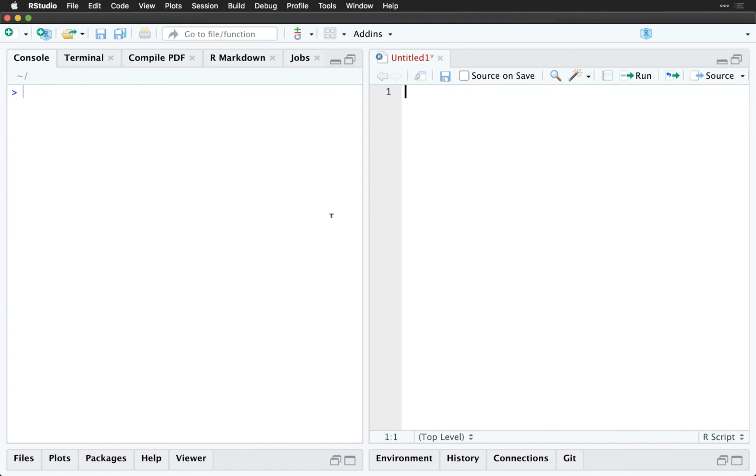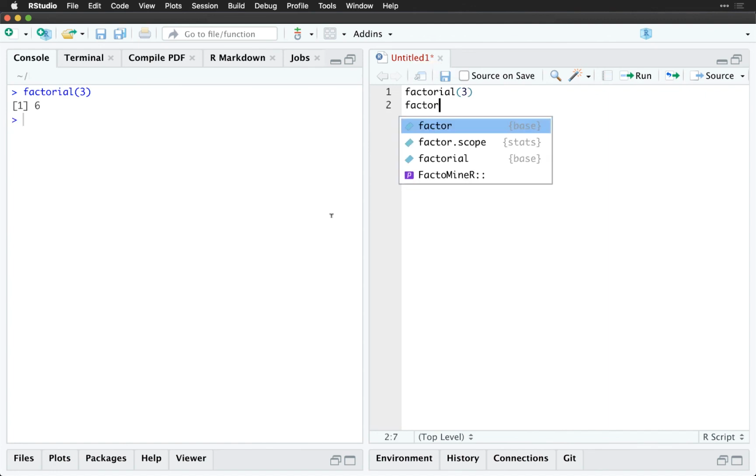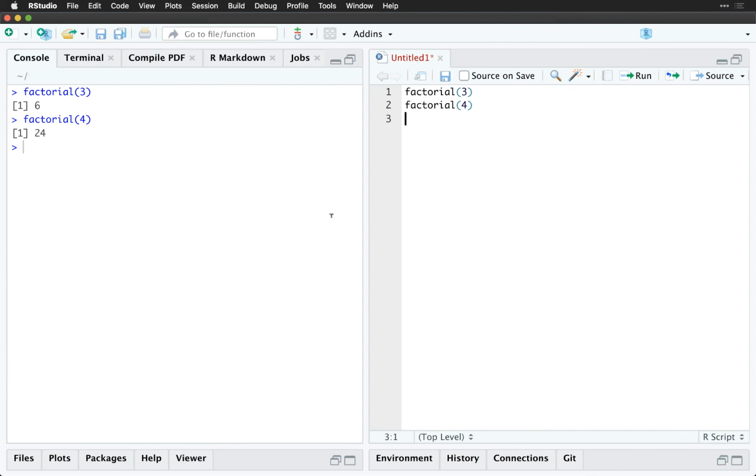There are also combinatorial functions like factorial of 3, that's 3 times 2 times 1, which is 6, or factorial of 4, which is 4 times 3 times 2 times 1, which is 24, and binomial coefficients like choose 5, 2. In calculators, this operation is often called nCr, so here this would be 5C2.